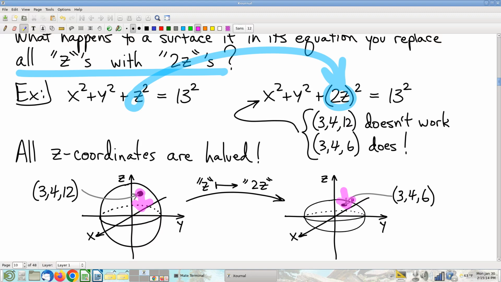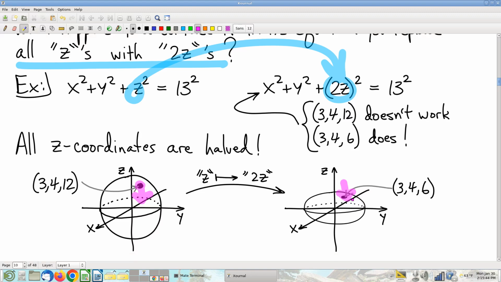So, roughly speaking then, what you do to the algebra, I replaced the z with 2z. This multiplication by 2 here effectively causes, in the solutions to the surface, the z-coordinates all to get cut in half. And I like to think of that as kind of a squishing of the surface. So this resulting surface down here is what you get when you take your original sphere and squish it by a factor of 2 vertically, thus giving you this ellipsoid thing.